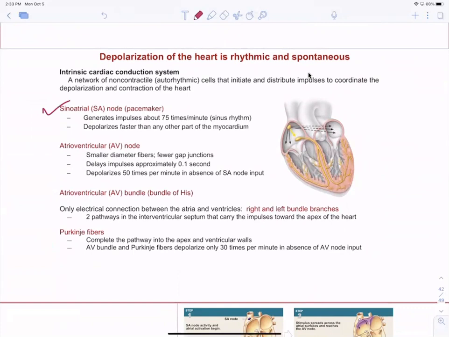When someone needs a pacemaker put in, their SA node or sinoatrial node, these nodal cells, are not depolarizing at a rate that they should, and so they have to put in a little electrical box that will depolarize those cells because they're not doing their job. So if your SA node is not working, they will replace it with an artificial pacemaker. Then it flows to the AV node, atrioventricular node, and then the atrioventricular bundle, and the Purkinje fibers.